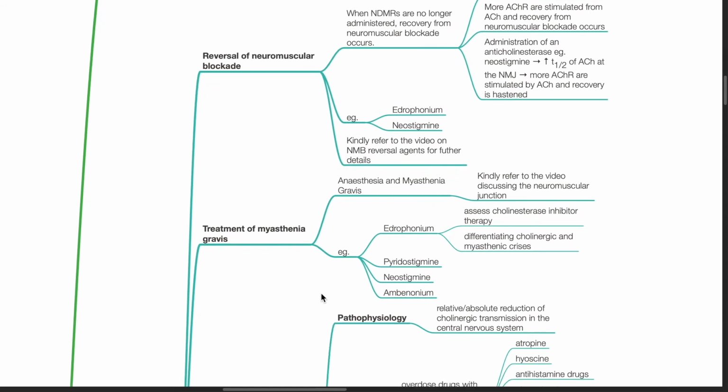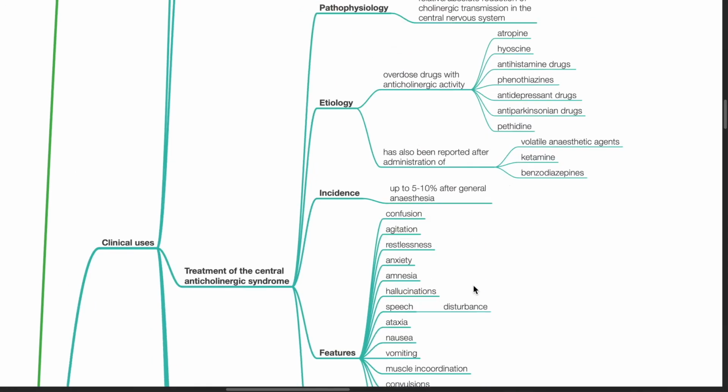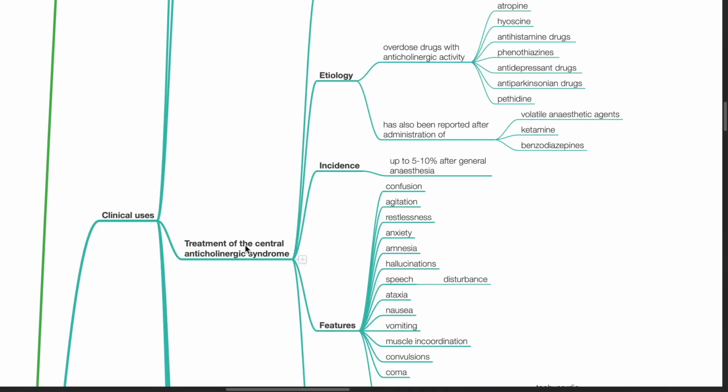Treatment of myasthenia gravis. For anesthesia and myasthenia gravis, kindly refer to the video discussing the neuromuscular junction. Examples of drugs used to treat myasthenia gravis include Edrophonium, Pyridostigmine, Neostigmine, and Ambenonium. Treatment of the central anticholinergic syndrome.